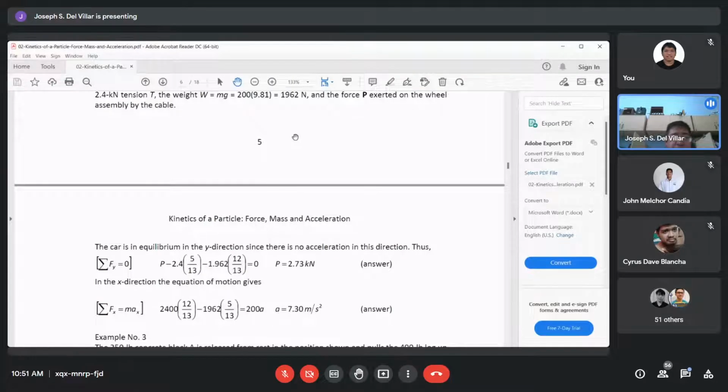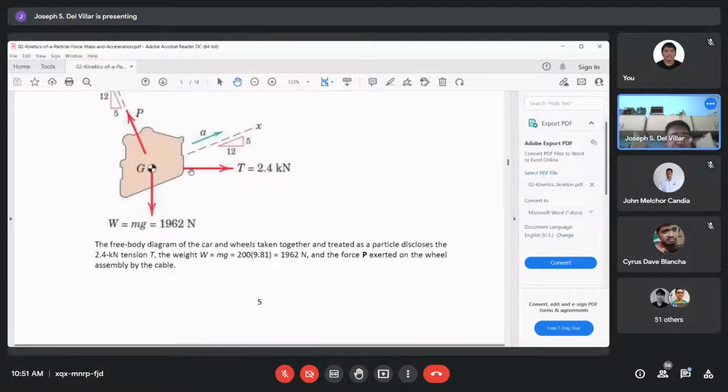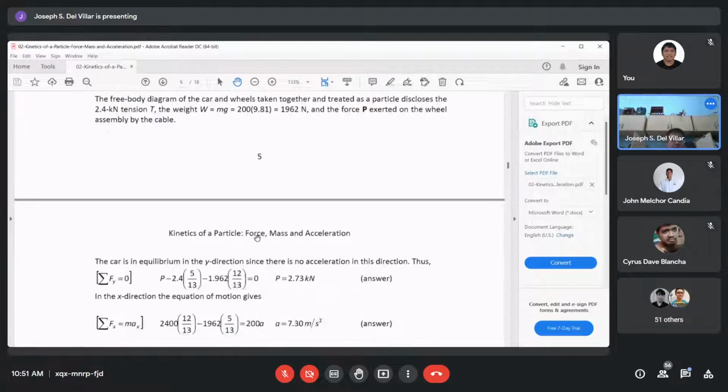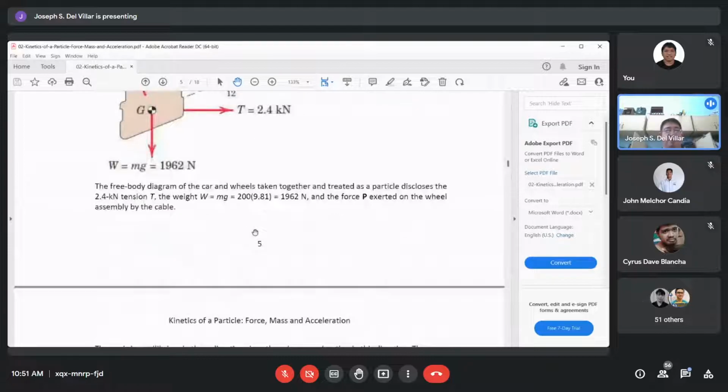So sa x direction, ganun din. Kung ano yung dito, baliktad na sila ngayon. So yung to the right is now the positive x. Okay? So 2.4 times 12 over 13.